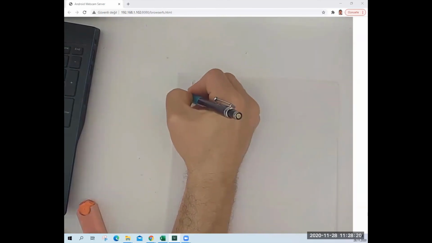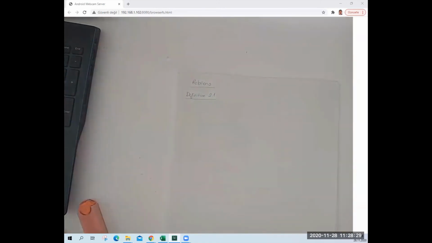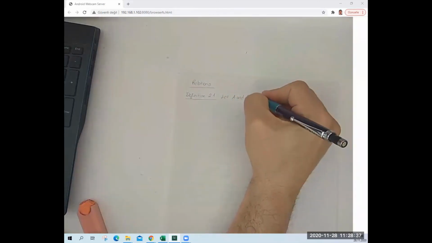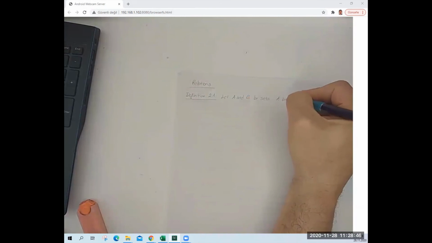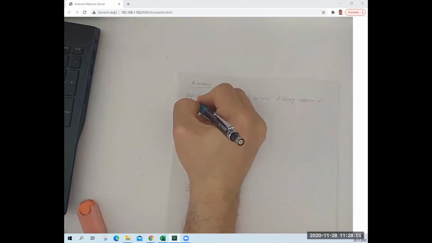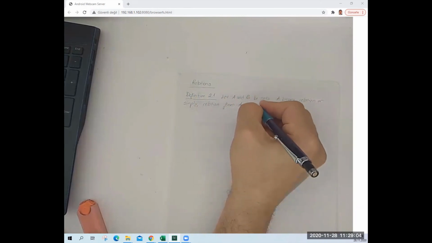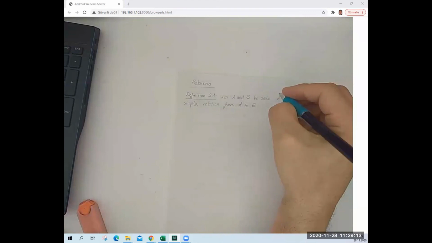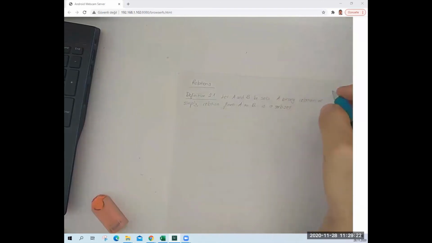Okay, there is the definition 2.1. Again, there are two sets A and B. A binary relation, or simply relation, from A to B is a subset of A product B.